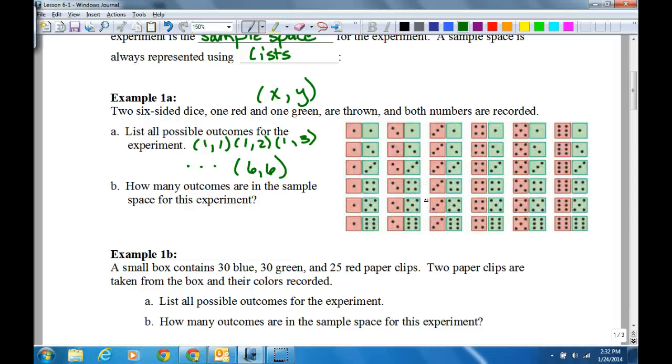Could you, in order to sort of shorten it up, for the X value, say 1 through 6, and the Y say 1 through 6? Well, in a sense you could, but the problem is later on when you're listing different probabilities, you're going to want to look at the values. Like what's the probability that it will add to 5? Part B says, how many outcomes are in this sample? Well, we have a 6-sided dice times a 6-sided dice, which makes it 36 possibilities. So that's our first example of a sample space.